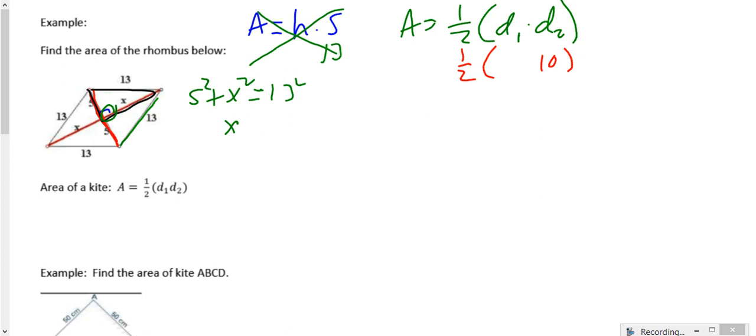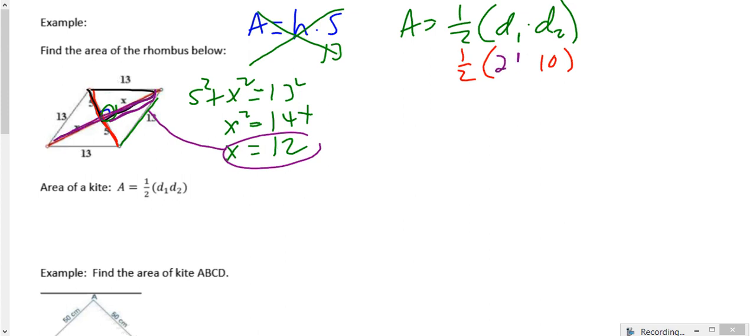So if we square and move the numbers to the right side, we would get 144. We square root both sides, and x is 12. Now remember, this is x, which goes from here to here. We want the full diagonal, which would be twice as big, so 24. Now, if we do that calculation, we should get an area of 120 with no units given.